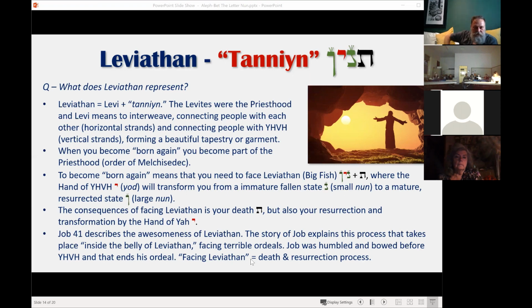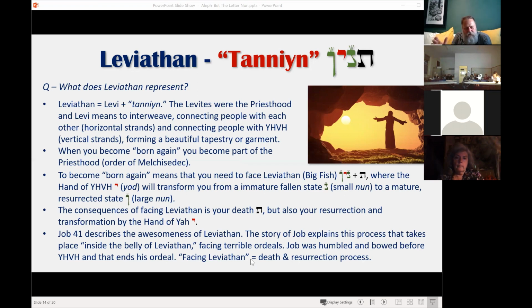Now, Job chapter 41 described the awesomeness of Leviathan. Prior to that, you read about Job's life, and he was prosperous, and then something happened. He was tested. And Yahweh said, you should just not kill him, but you can test him in any way. And then he lost everything, and he went through a very terrible time. And at the end of this book of Job, in chapter 41, it described Job describing the awesomeness of Leviathan.